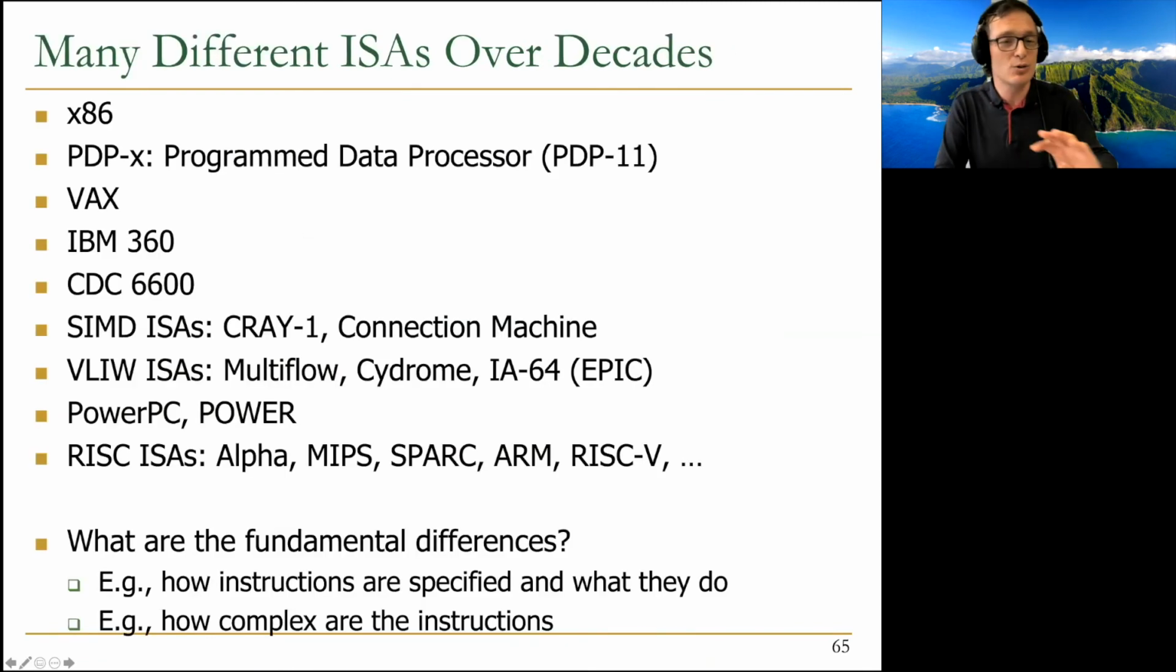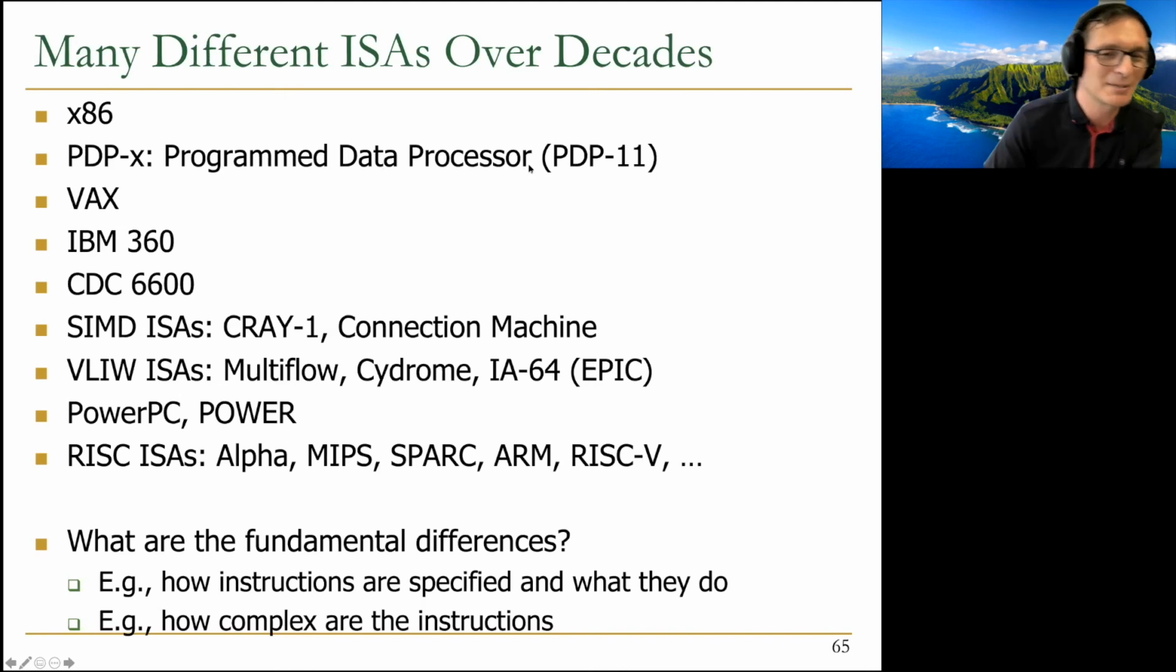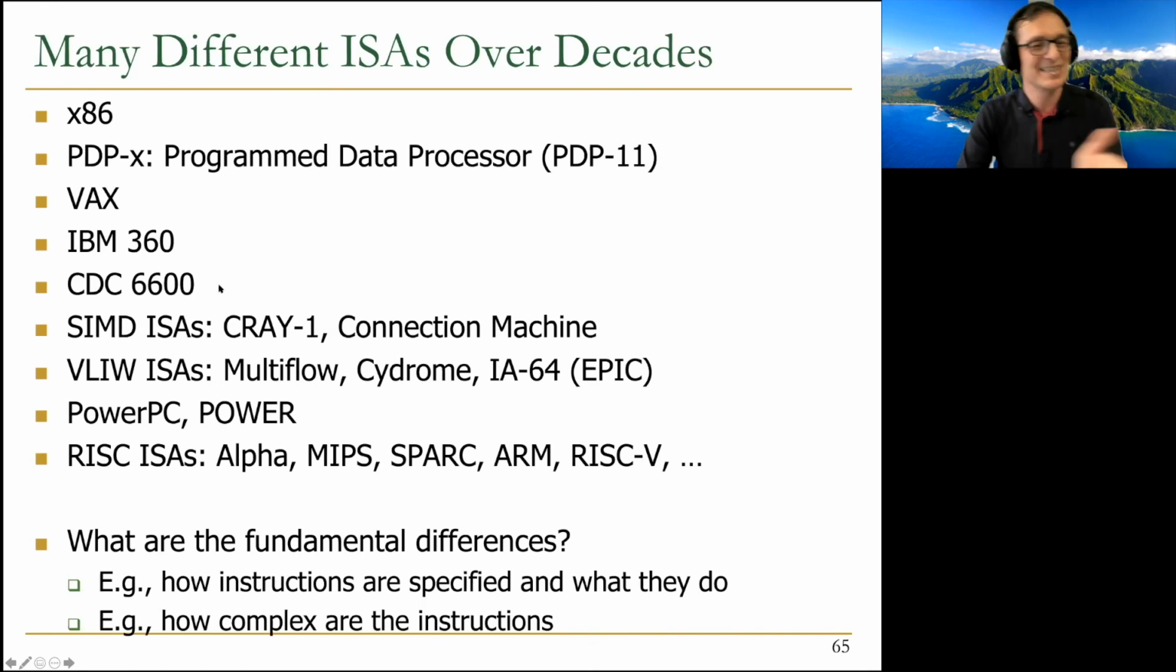But let me quickly talk about the historical perspective. There have been many different ISAs over the decades. x86 has been very powerful. Some of them are dead now, like PDP, Program Data Processor. Interesting ISA, it's dead. VAX is dead. IBM 360 is dead. CDC 6600 is dead. Some SIMD ISAs still exist. That's not necessarily these ones.